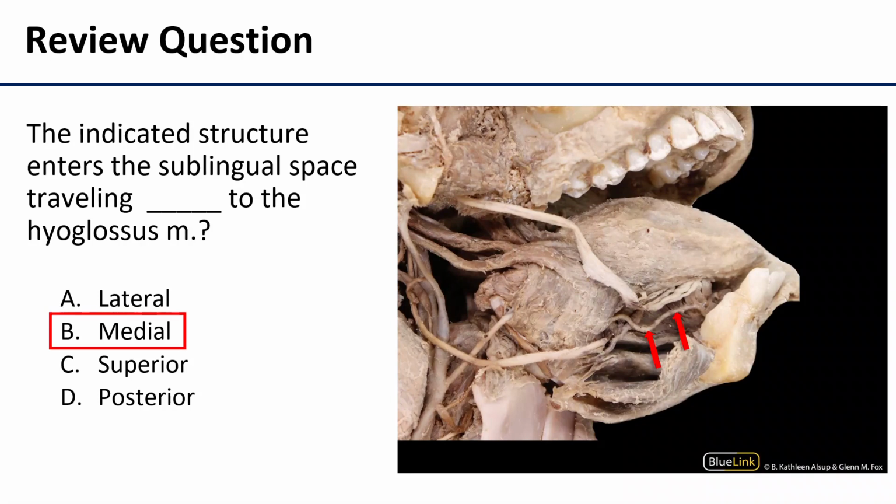The indicated structure here enters the sublingual space by traveling B, medial to the hyoglossus muscle. We can see in the image here is that hyoglossus muscle, and we can clearly see this structure coming out from its medial side. This is our lingual artery, and it is, remember, the only structure that is going to course deep to that hyoglossus muscle within the sublingual space.